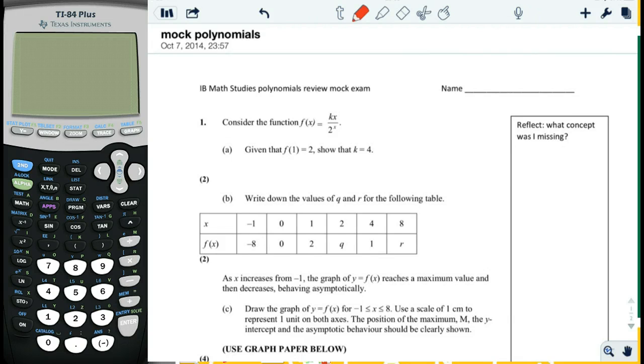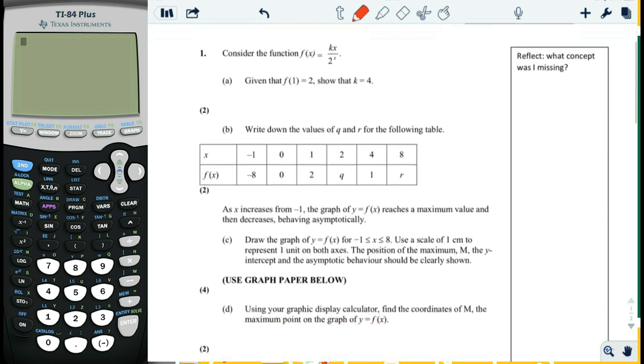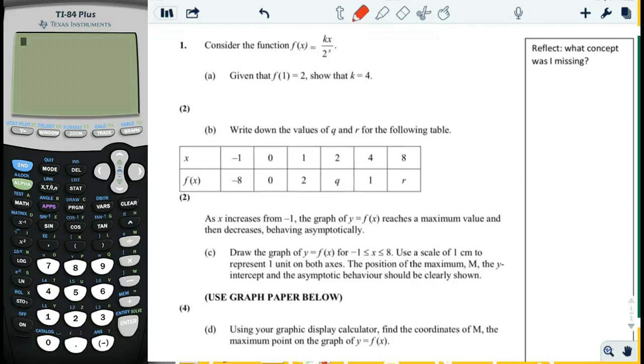These are the solutions for the review mock exam for polynomials. Number one, considering the function f of x equals kx divided by 2 to the x, given that f of 1 equals 2, show that k equals 4.